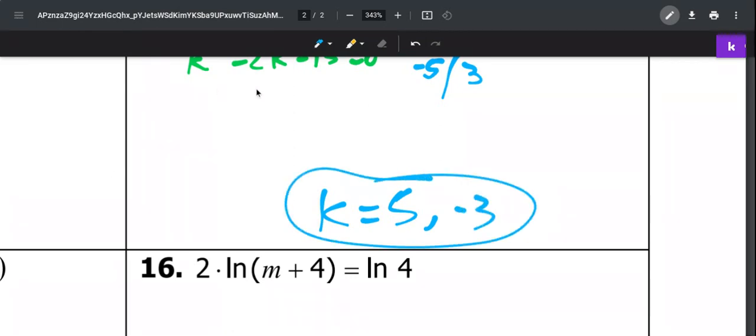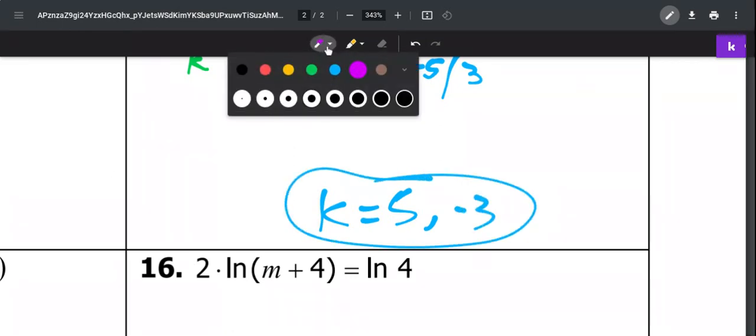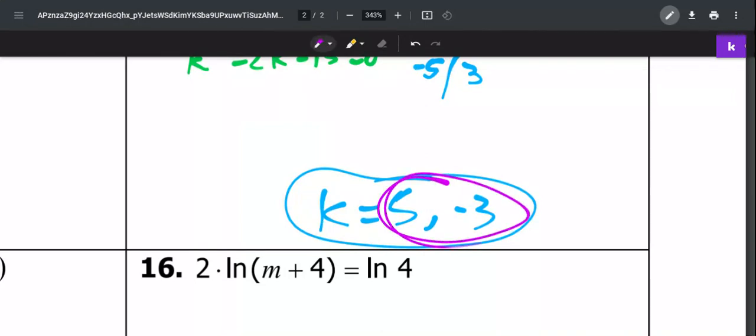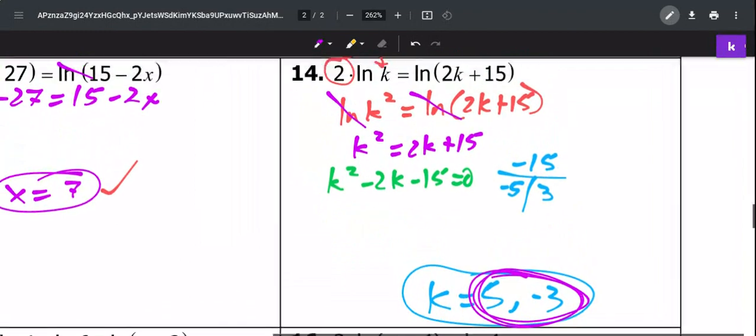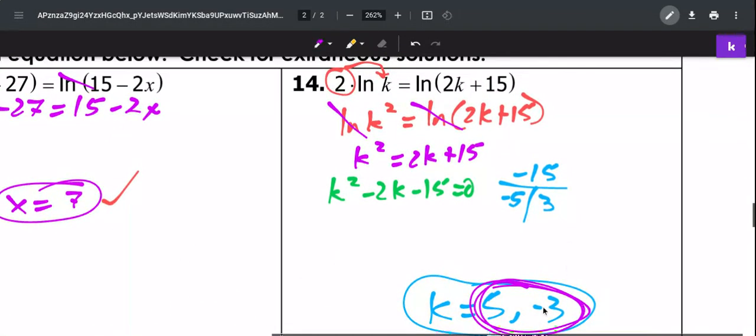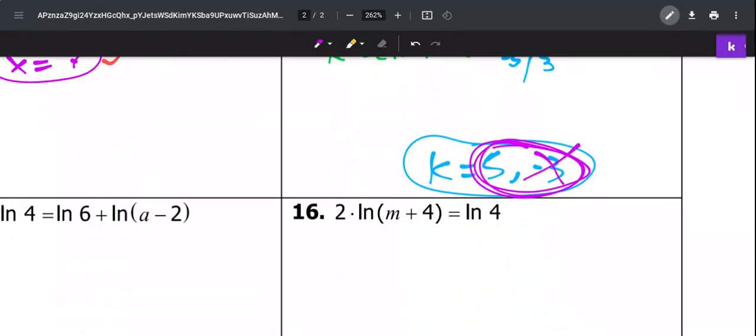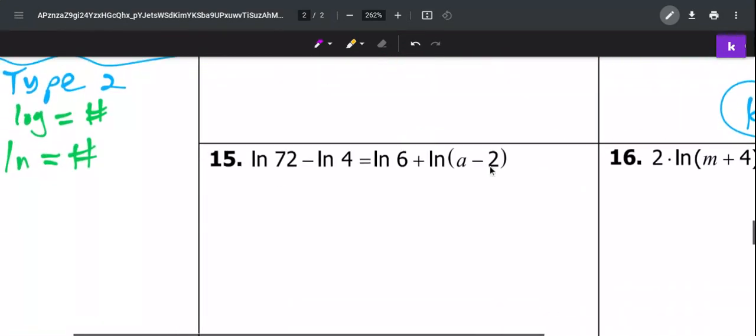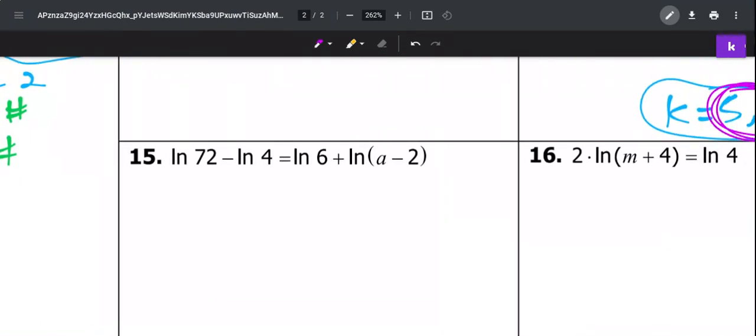Now, I'm going to tell you one of those does not work. One of these two answers will not work. So pause and try to figure out which one it is. All right, now here's the one that will not work. Negative 3. If I plug that in for k, that would be ln of negative 3. We can't do that. So negative 3 does not work. The only answer that works is 5. All right, let's keep going.